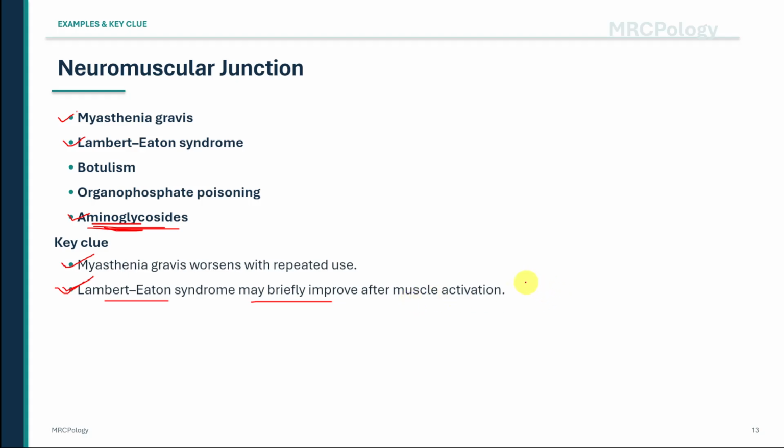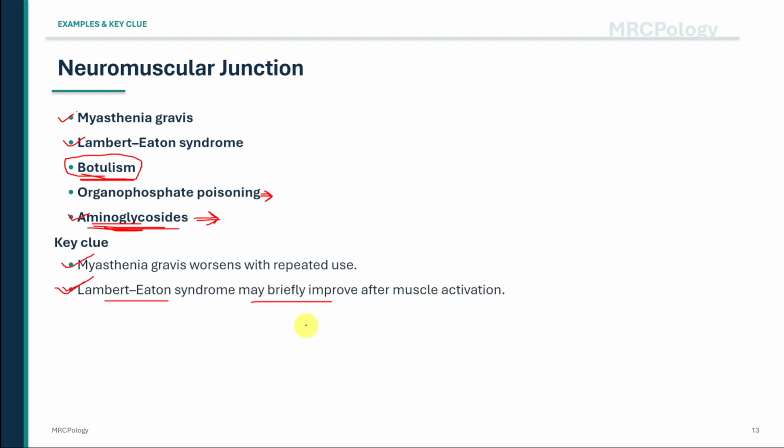Botulism may cause descending paralysis with cranial nerve involvement and autonomic dysfunction. Pupillary abnormalities may occur. Organophosphate poisoning can cause neuromuscular weakness alongside muscarinic features such as sweating, salivation, bronchial secretions, diarrhea, and pinpoint pupils. Aminoglycosides may impair neuromuscular transmission, particularly in susceptible patients, or when combined with other neuromuscular blocking factors. The practical memory hook is that myasthenia worsens with repeated use, whereas Lambert-Eaton may briefly improve after activation.